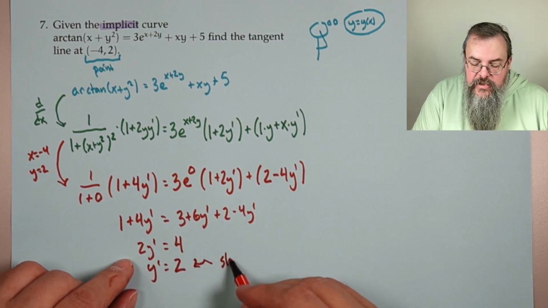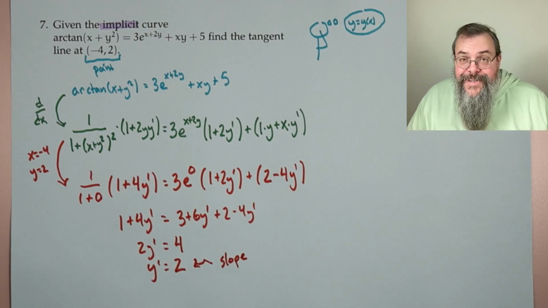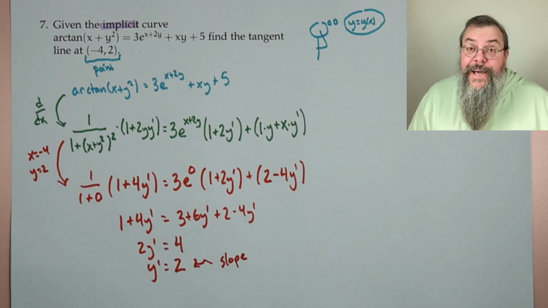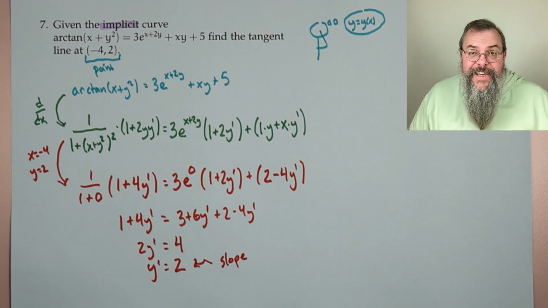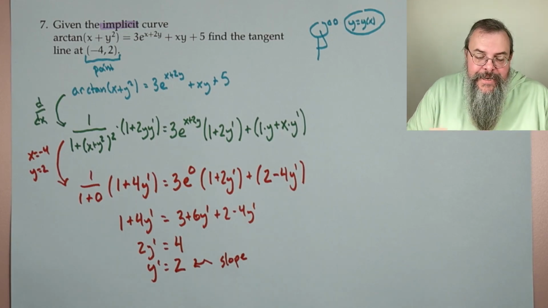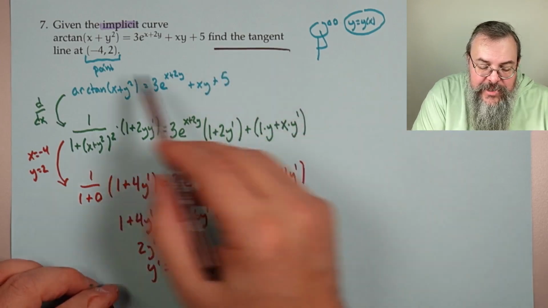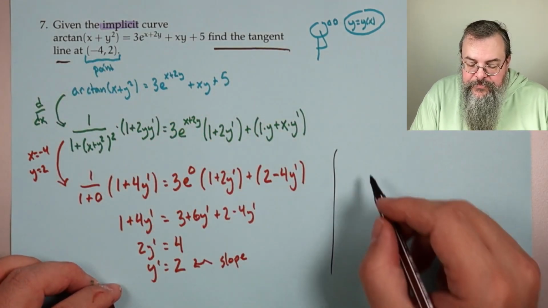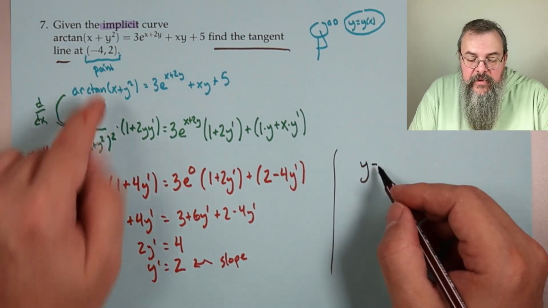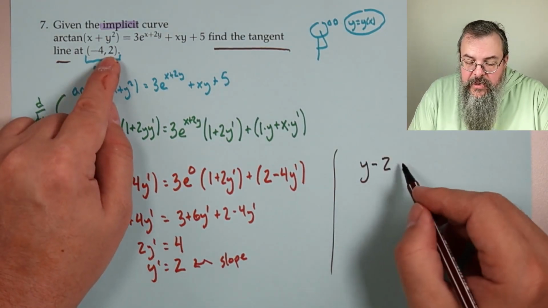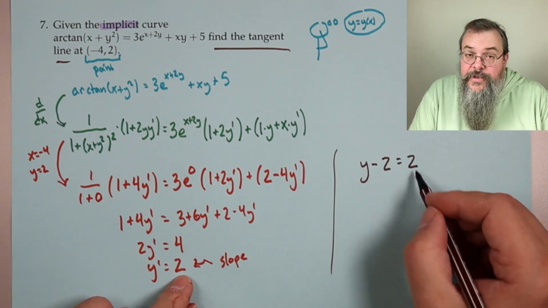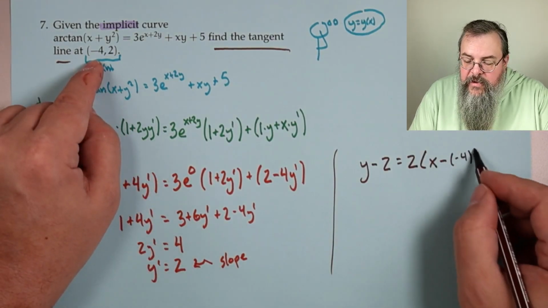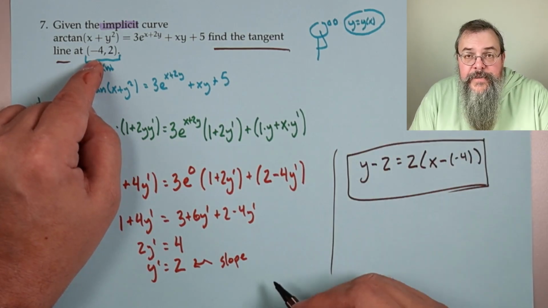That's our slope. Now, we're not done, but we've done all the hard work. The only thing left for us to do is to actually write down the answer. That's the best part. It's our favorite part, right? Because we were asked to find the tangent line. But we have our point, we have our slope. So, y minus our y value is equal to 2, which is our slope, times x minus our x value. And there we go. There's our answer.